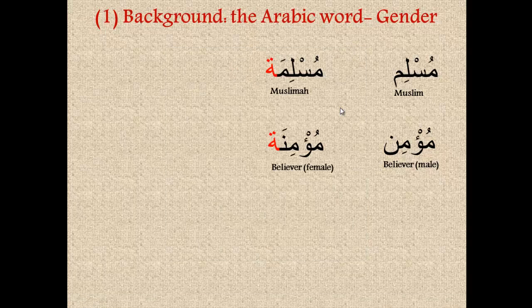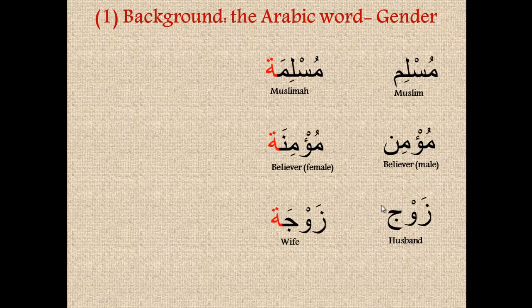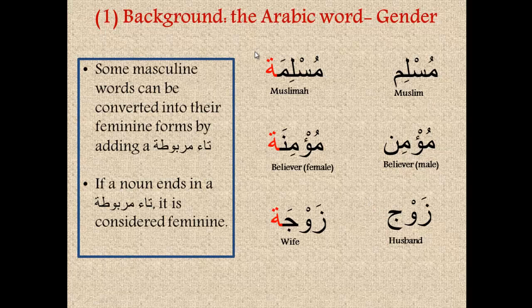And then last but not least, we have the word zawj, which means husband in Arabic. If we add a ta marbuta to the end, we get zawjah, which means wife, the female version of this word. So what do we notice? We notice that the ta marbuta at the end of these words makes these words feminine, basically, and we can convert the masculine version of the word into its feminine counterpart or feminine form by adding a ta marbuta to the end.